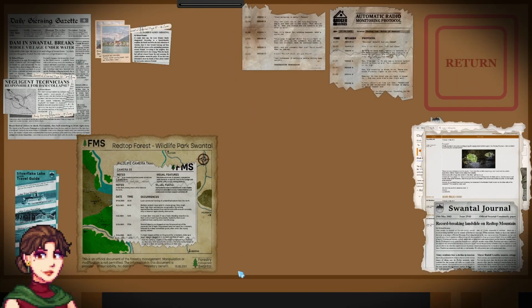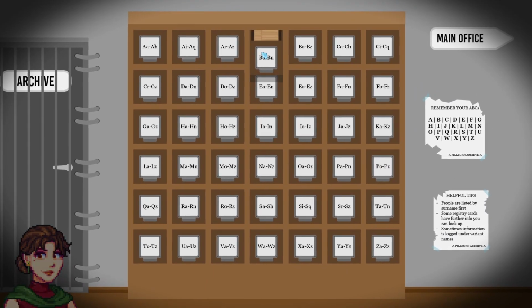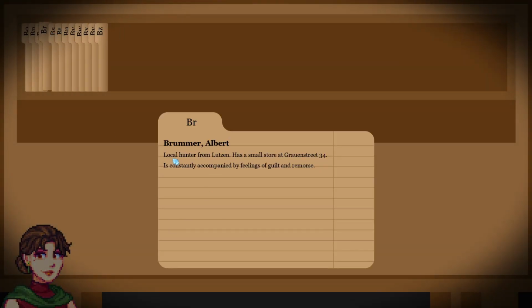This nugget. This absolute nugget. Okay, but we have a name. Albert Brummer. A local hunter from Lutton. Has a small store at Rawson Street 34. Is constantly accompanied by feelings of guilt and remorse. That's an interesting way to describe someone. So, Lutson.